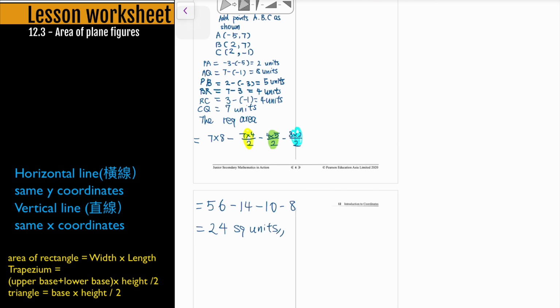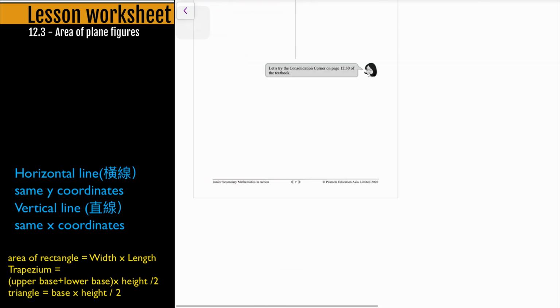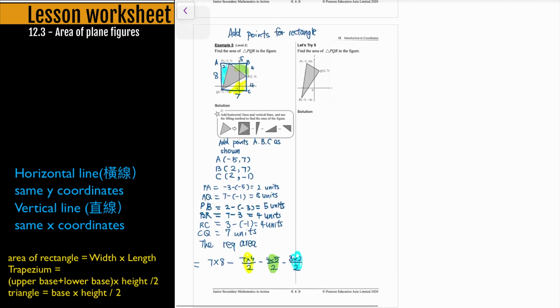So that's it for the example part. Please make sure you have finished the Let's Try. That's key.